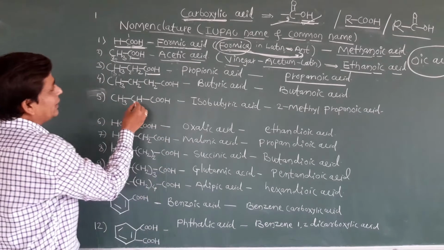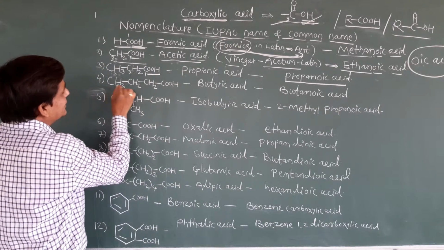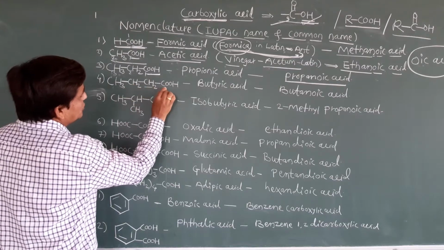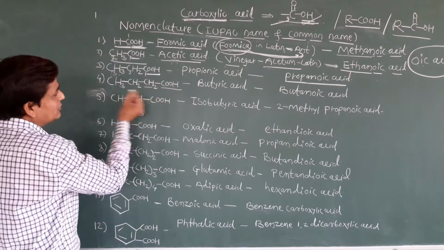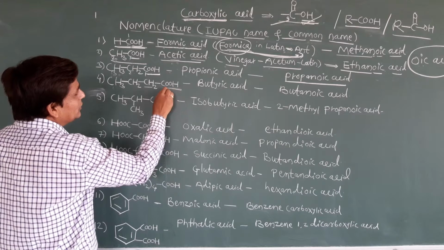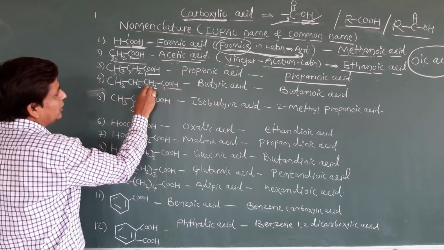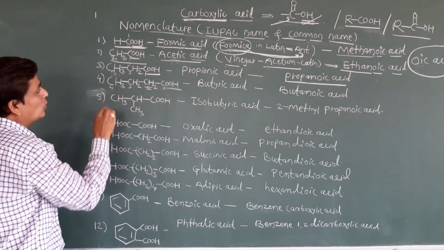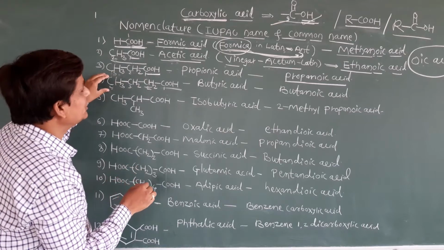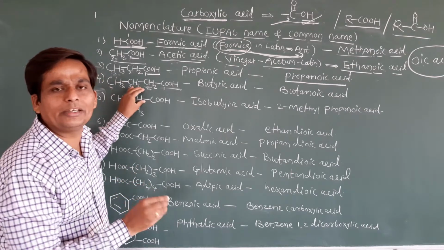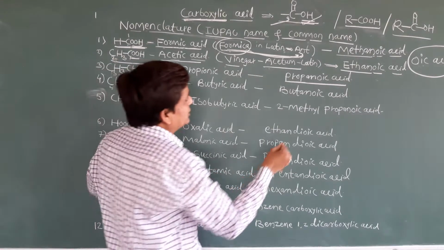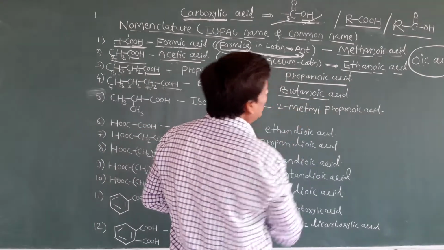See another example. This is butyric acid. Total 4 carbons, CH3, CH2, CH2, COOH. How many carbons, students? 4 carbons. But when you give the IUPAC name, you start the numbering from this side only, 1, 2, 3, 4. Total how many carbons? 4 carbons. Means it is butane. From that butane, you remove the E and attach the suffix OIC, means it is butanoic acid.